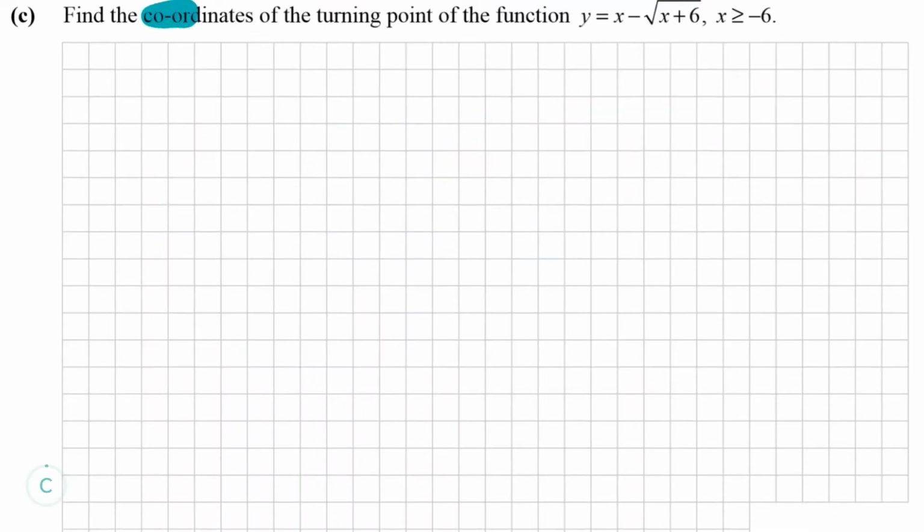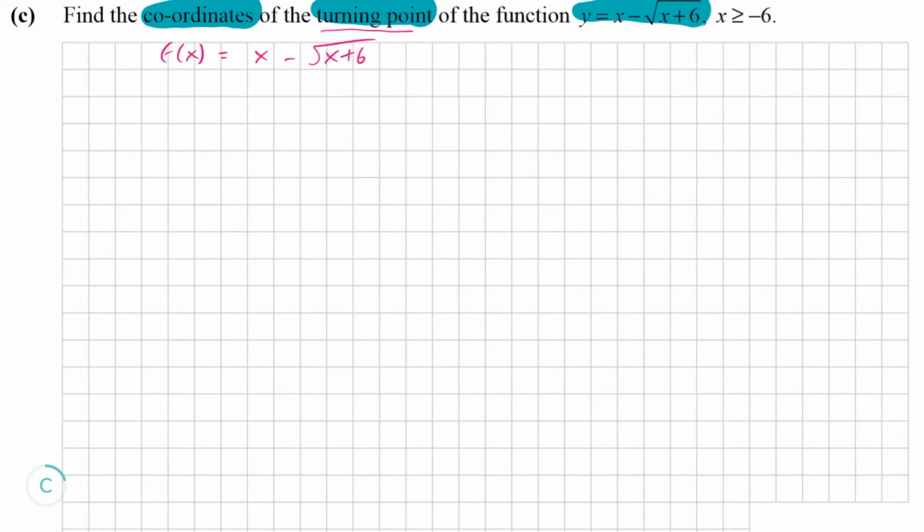So on to part C now. We've got to find the coordinates of the turning point of the function y is equal to x minus root x plus 6, where x is greater than or equal to minus 6. Okay, so straight away the word turning point is going to jump out at us, because the turning point is associated with the derivative, which we just found.